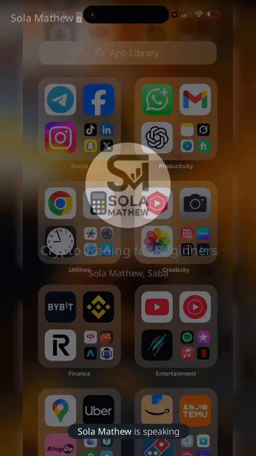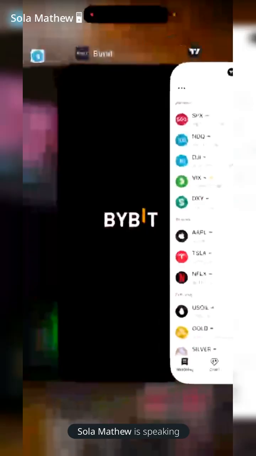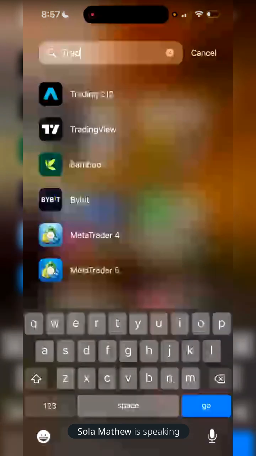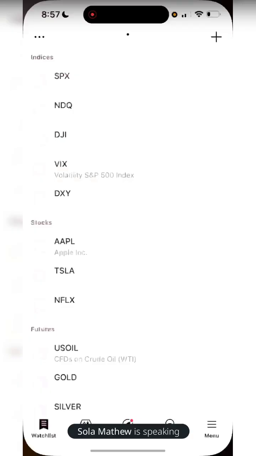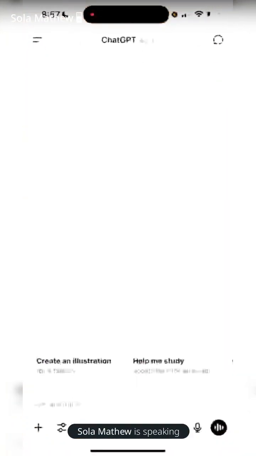You also might need TradingView, but it's not compulsory. If you are just picking signals, you don't need it. Then you also need ChatGPT.